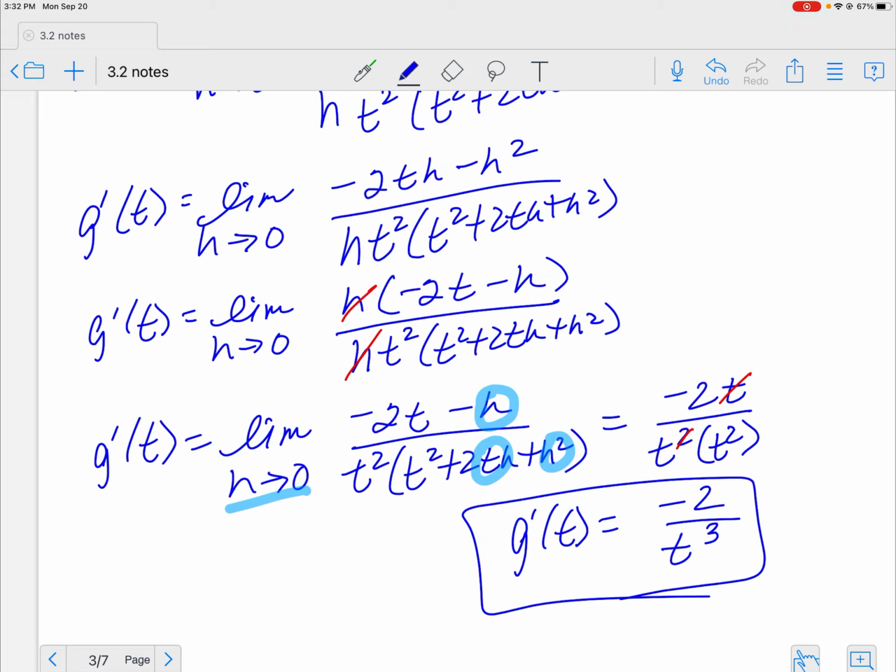Okay. All right. So now we've had a little bit of extra practice using the difference quotient and the limit definition. Now we're going to move on to something with our graphing. So here we go.